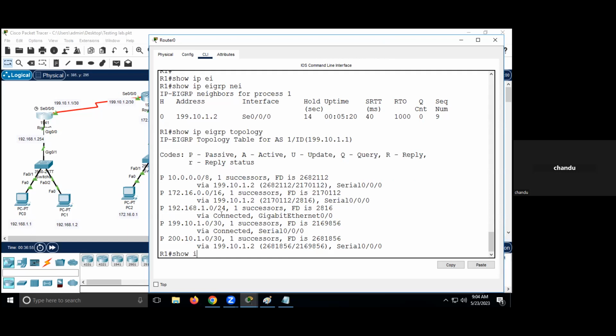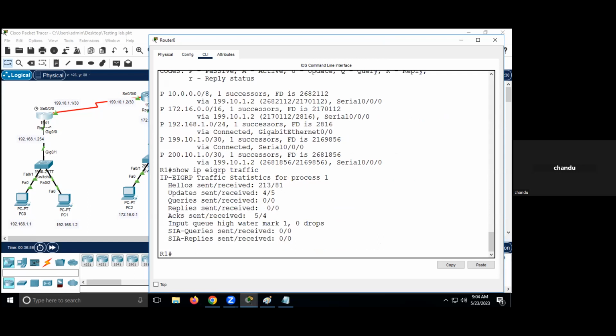Then also we have the other show commands, EIGRP traffic. When I type the command show ip eigrp traffic, hellos sent 213, received only 81. Updates sent 4, received 5. No queries, but there are acknowledgements. These are the drop messages, high watermarks are different as well. Okay. So these are the different types of show commands we do.